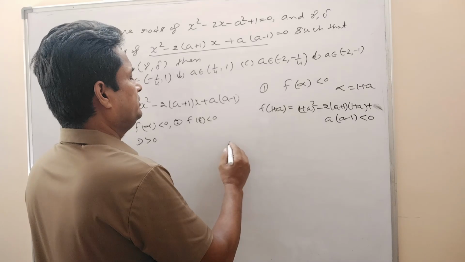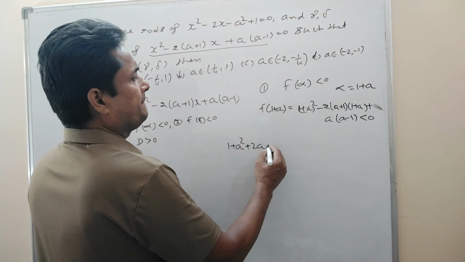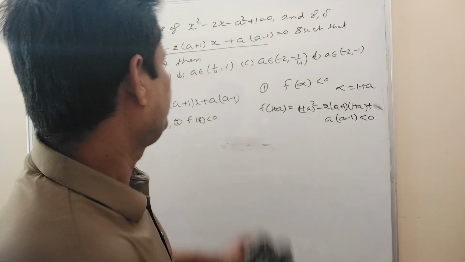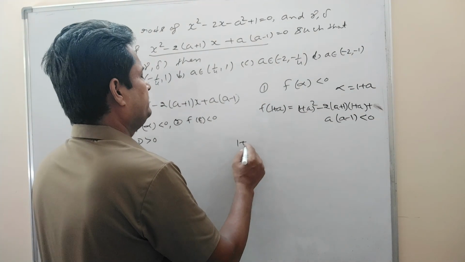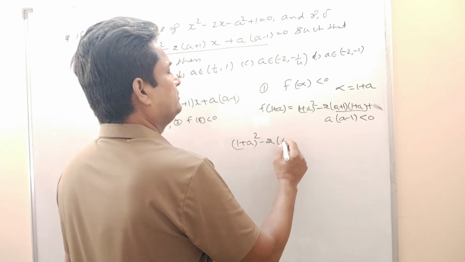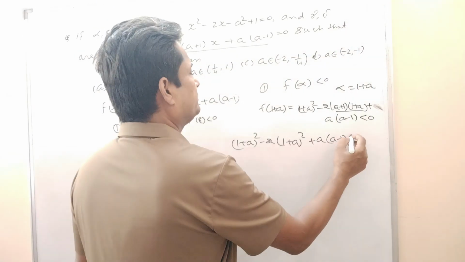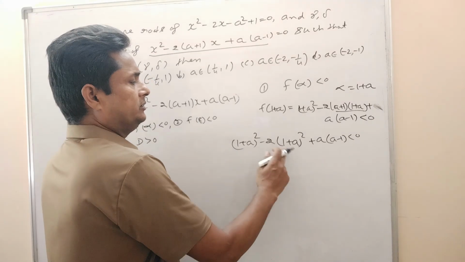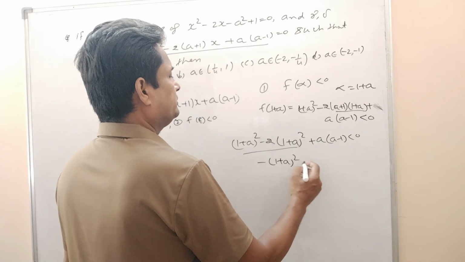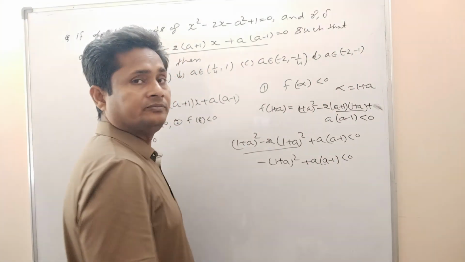Expand this one. So it will be 1 plus a square plus twice a minus, this is 1 plus a whole square minus 2 times, this is 1 plus a whole square plus a into a minus 1 less than 0. So this will be minus of 1 plus a whole square plus a times a minus 1 less than 0.